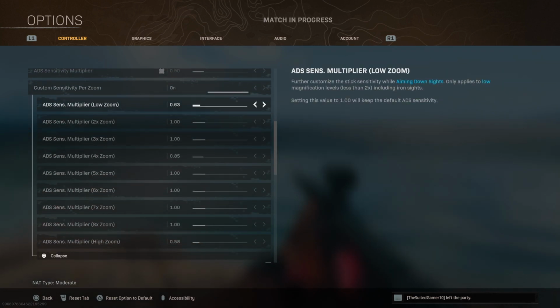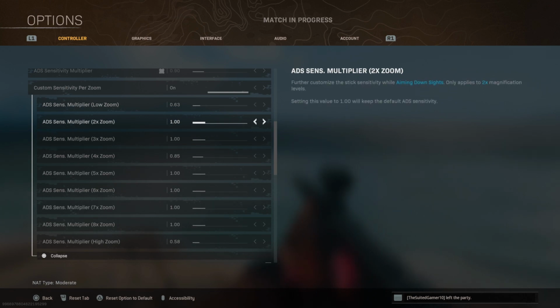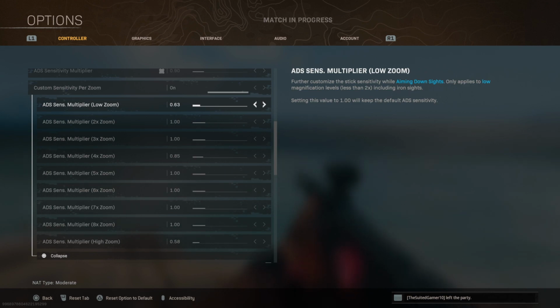Next up, one of the most important ones is not the horizontal or vertical, but it's actually the low zoom and the high zoom, the ADS sensitivity. And something very, very important is before, low zoom was anything, as you guys can see here, anything less than a 3x, but as you guys can see right here, they switched this up. So now the low zoom, it says only applies to low magnification levels less than 2x.